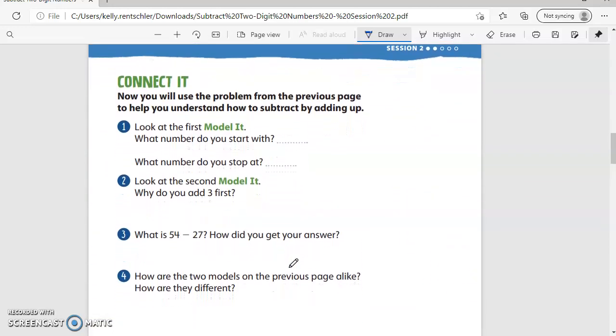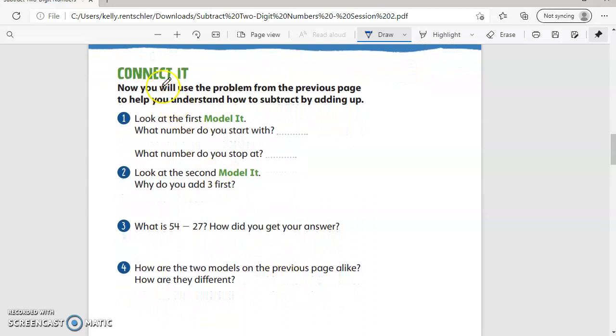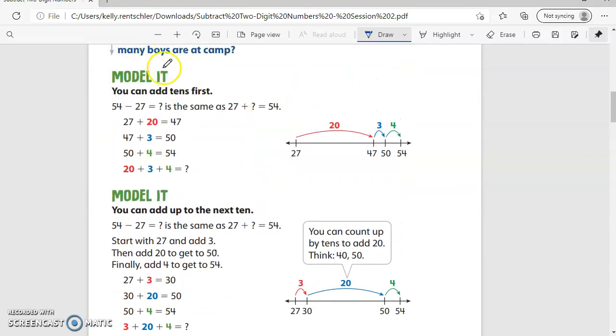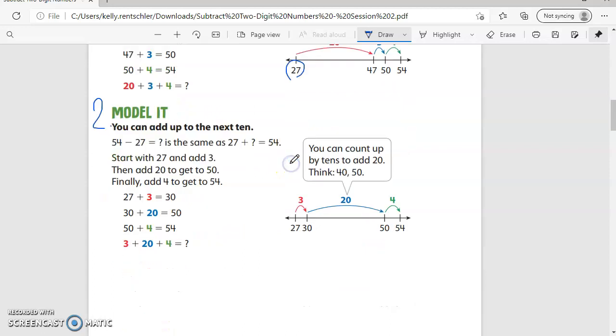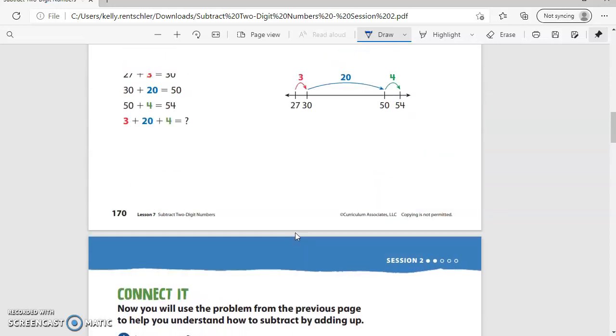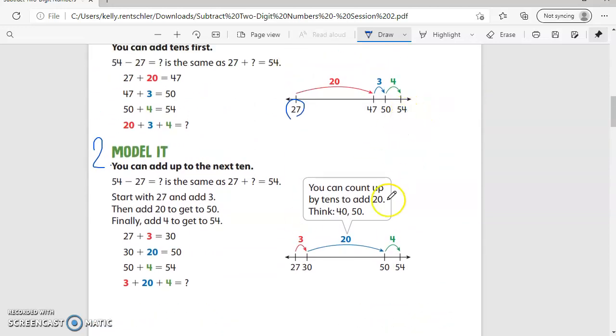I do want to look at the connected page. Look at the model it. What number do you start with? Oh, in the first model it. So in the first model it, it's this one. This one's 1. And this one's 2. What number did they start with? They started with 27, right? So you would write 27. What number did they stop at? Well, they stopped at 54.